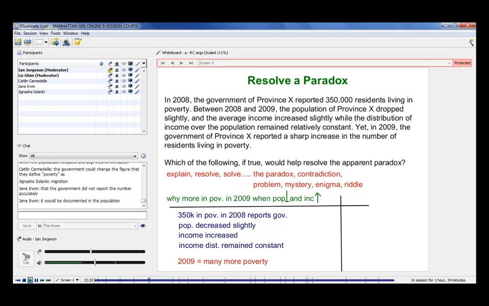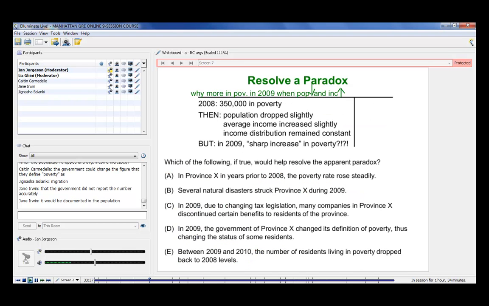So we've done our steps. We've previewed the question. We've broken down the argument and really understood it very well. We've anticipated the answer. That doesn't mean we've predicted word for word what it's going to be, but we've anticipated what type of answer we're looking for. So I think we're now good to look at the answer choices. And when we look at the answer choices, let's refer back to this question that we came up with. Let's ask ourselves, does this answer help me answer the question why there's more poverty in 2009 even though these other things happened? So let's ask about A.